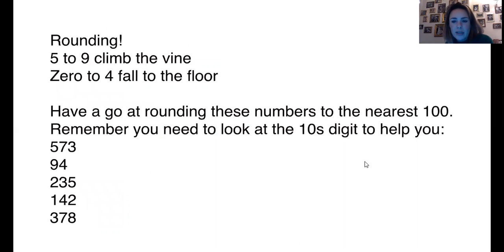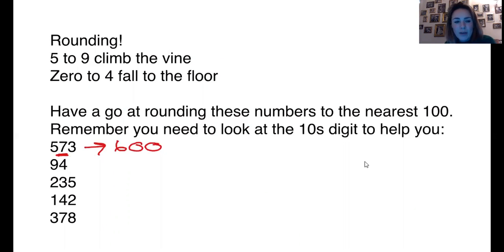Let's have a go at rounding these numbers to the nearest 100. Remember, you need to look at the tens digit to help you. Let's do the first one together, and then you can work through the other 4, and we'll check those together when you have finished. So the first number is 573. So we're going to look at that tens digit, which is a 7. So 5 to 9, climb the vine. We know we're going to round it up to the next 100. So 573 is rounded to 600.